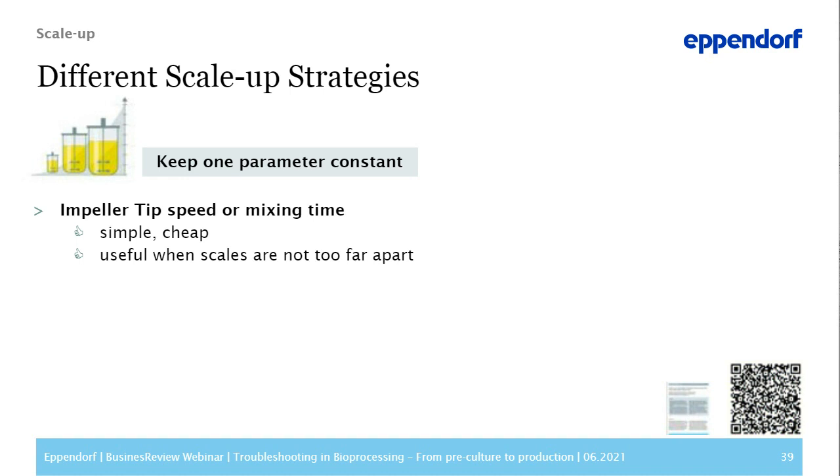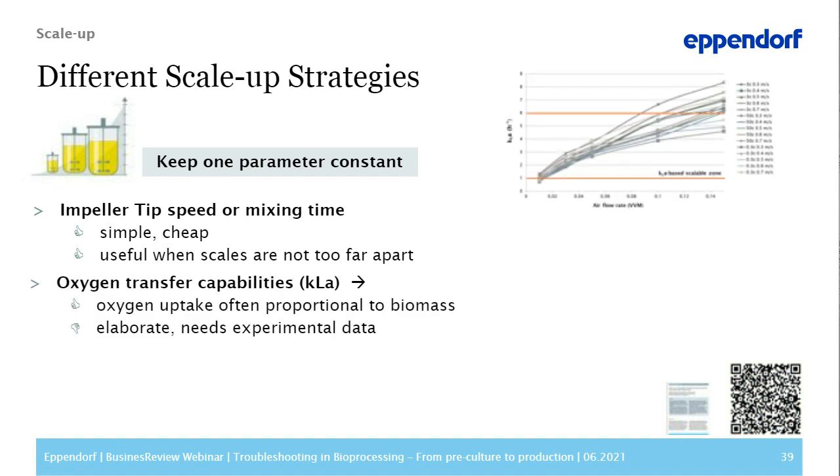So typically, one parameter is kept constant while planning your scale-up studies. So for example, impeller tip speed or mixing time. So it is a relatively simple technique and cheap. However, it is most useful only when the scales are not too far apart. Next is using volumetric mass transfer coefficient, or KLA, which can be kept constant and is typically used in cell culture scale-up operations. So this method is quite elaborate and requires a lot of experimental data to determine KLA.